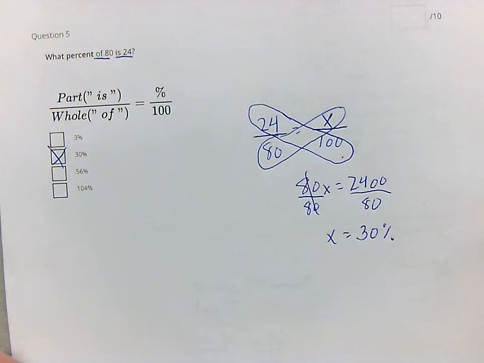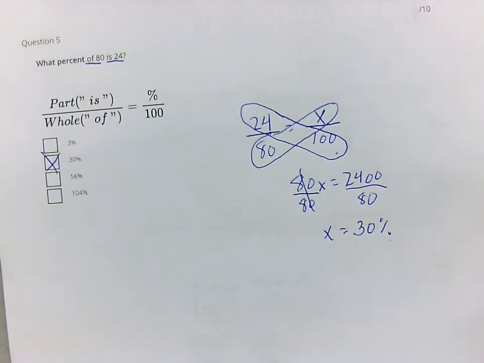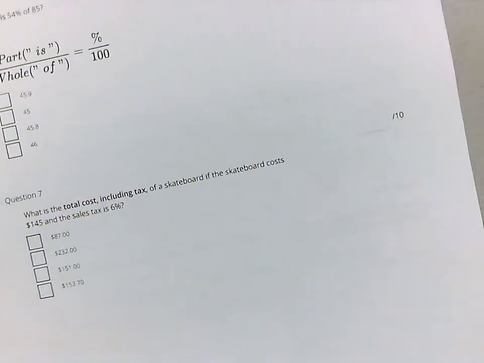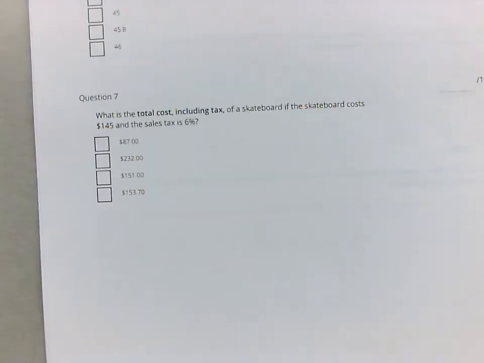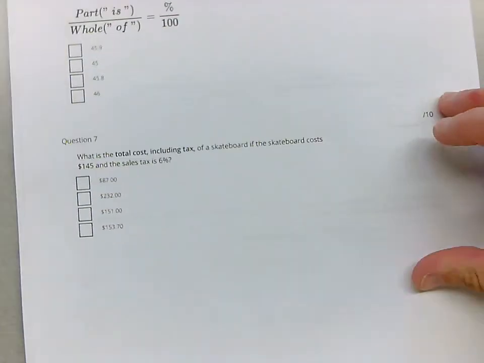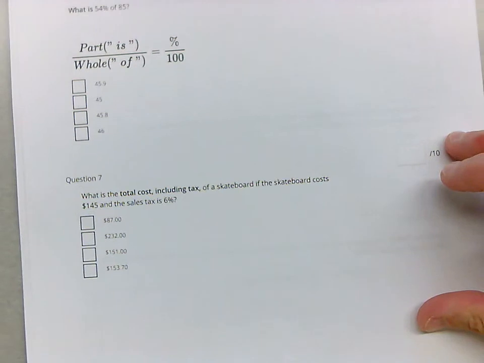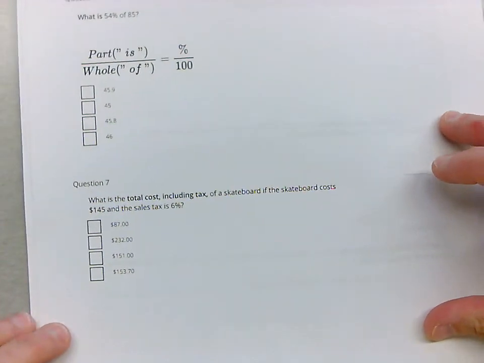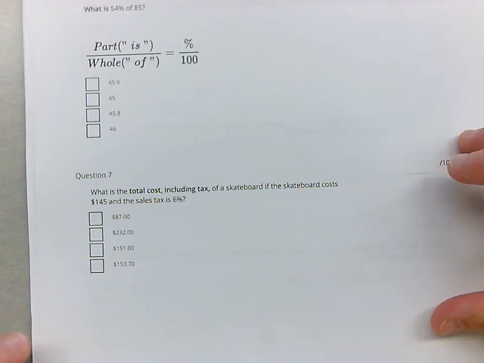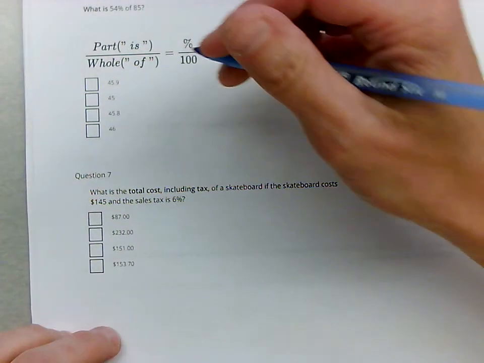Okay, number 5. Number 6. So we're going to do another one just like this. And we're now looking at what is 54% of 85. What is 54% of 85?